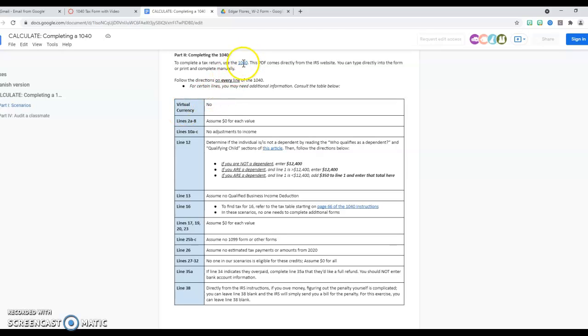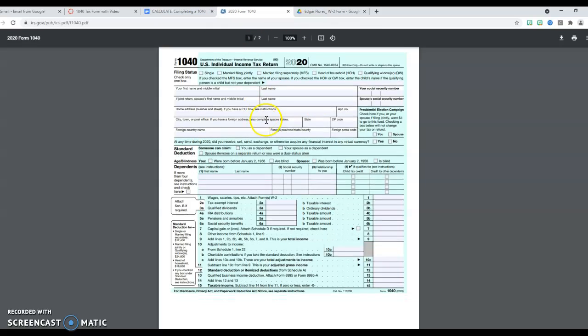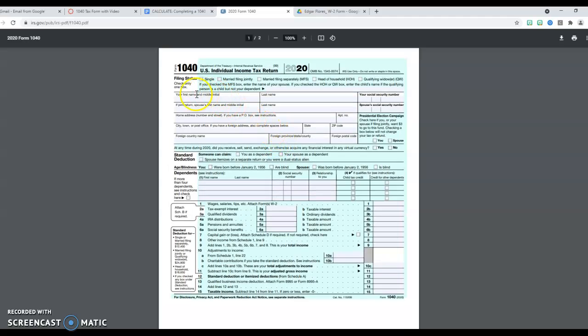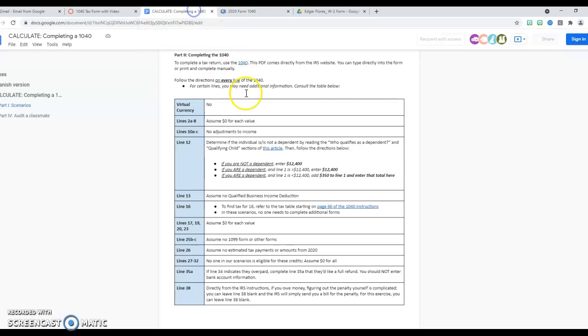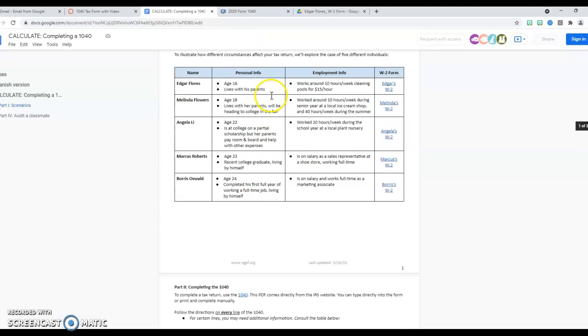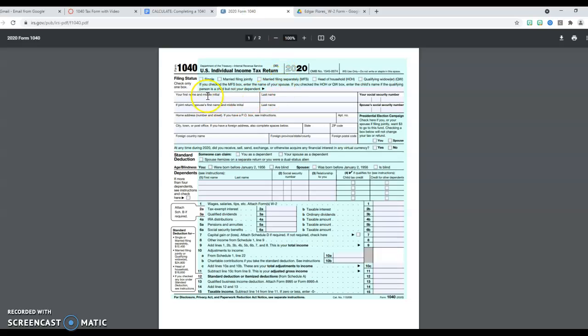So what I'm going to do is I'm going to click on my 1040 form. So now I have my instructions for W-2 for Edgar and my 1040 form. Alright, I'm going to start filling out my 1040 form. Okay, it says Edgar is going to be single. It told us that in our directions right up top. If we remember, he lives with his parents. So we're assuming at this point in time he's single. So I'm going to click the single box. We're going to put his first and last name.